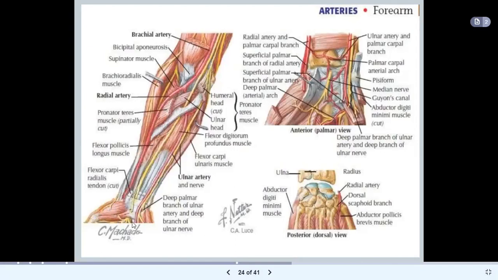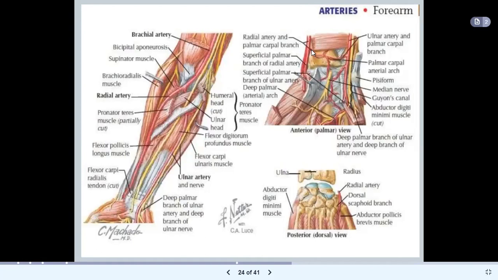So the deep palmar arch. Here you see deep palmar branch of ulnar artery. So that deep palmar branch will join a deep branch from the radial artery and form the deep palmar arch in the hand. Let's see if we can see a better diagram. So good. So the radial artery here gives up the palmar carpal branch.